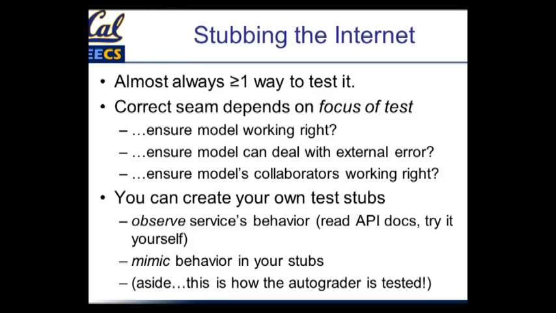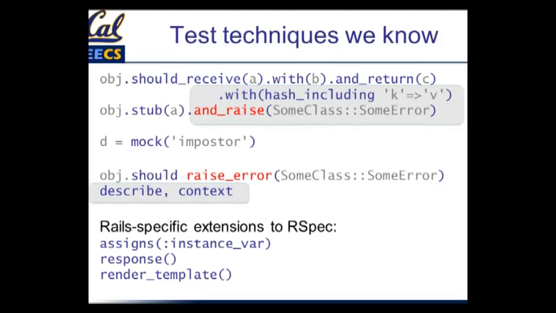OK, let's augment our testing technique slide, and then I think we'll be done for the day. So, some new stuff that we've seen. One of the things in the previous example that we glossed over a little bit is other things that you can pass to with. We've seen should receive with a particular argument, but suppose the argument is a hash, and all you care about is that the hash includes a particular key value pair. You could say that, hash including.